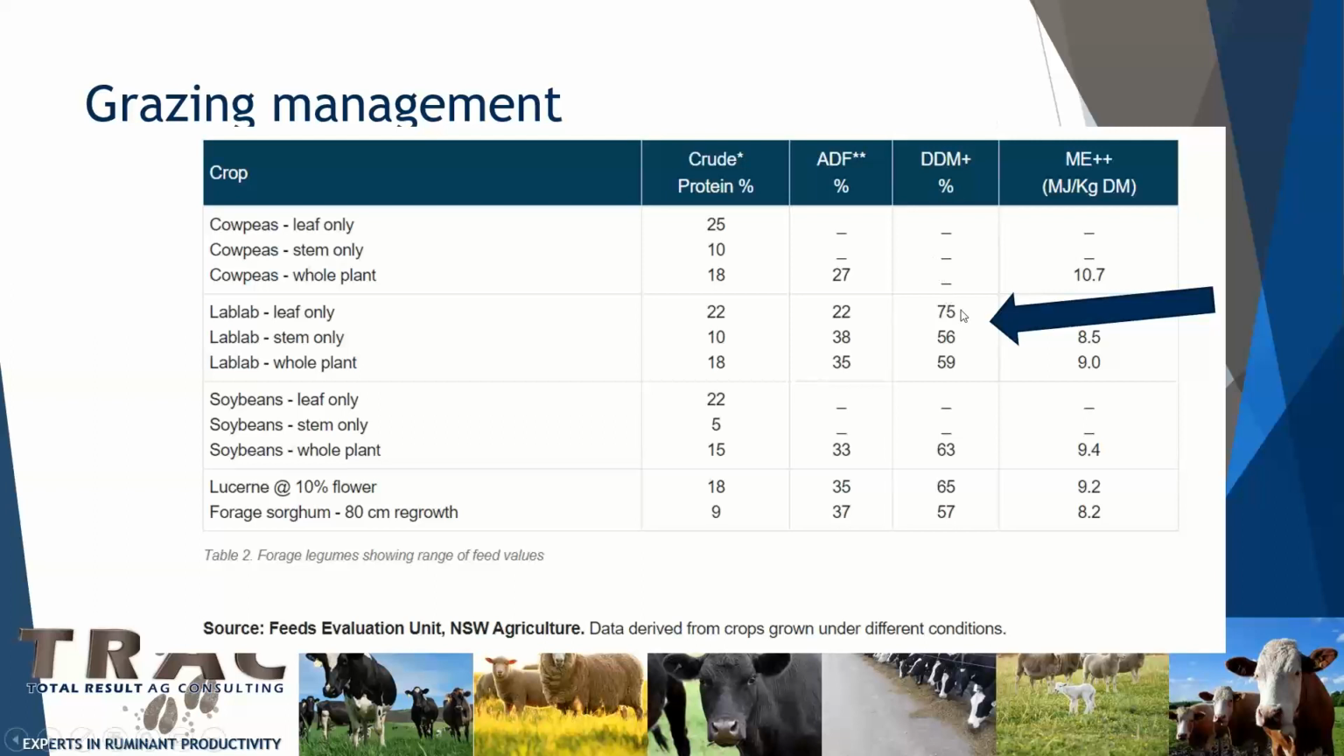And we can see here from the bottom of the arrow, on this lab pasture, and this is a slide out of the feed evaluation unit in New South Wales, that if these animals were to only eat the leaf tips, we'd have a dry matter digestibility of 75%. So really quite high. When you compare that to the stem only at about 56, which is a lot more moderate. And if we get the animals to eat the whole plant, we can get them back closer to about 60% dry matter digestibility.